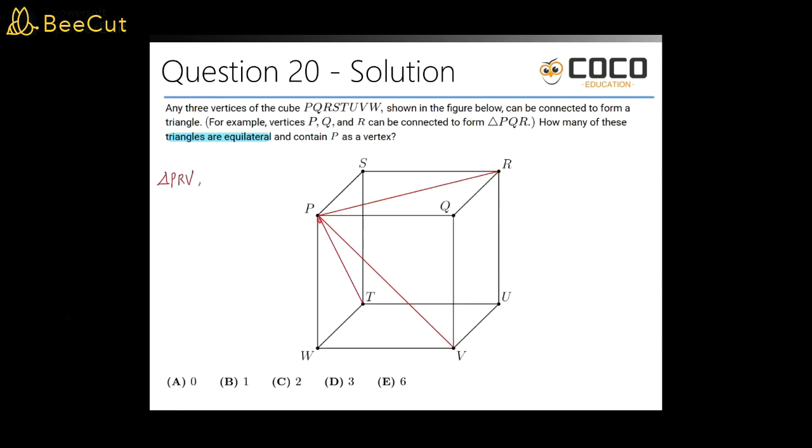Next, if we contain PT and PR, the other side will be RT, the one on the back surface. So they are also of the same length. There's also an equilateral triangle. That's the triangle PRT. Then lastly, contain PT and PV. You see, TV is the diagonal of the bottom surface. They are of the same length. There's an equilateral triangle. So that's the triangle PVT. In total, we have 3 of them. The answer is D.